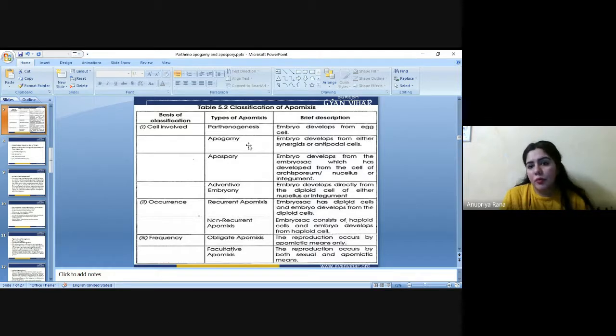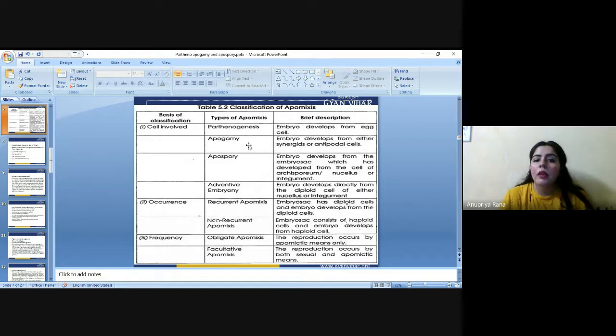The embryo sac has all these cells inside it, like the synergids, antipodal cells, polar nuclei, and egg cell. So basically, from which of these eight cells an embryo is going to be produced in a diploid manner, on that basis we are classifying them here. So in apogamy, the embryo develops from either the synergids or antipodal cells.